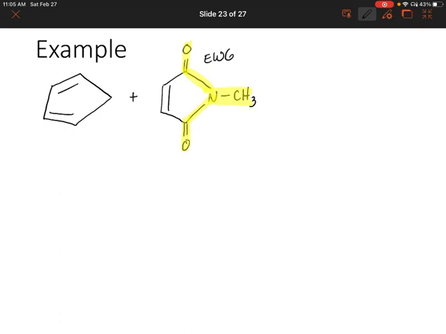Okay, so let's try to draw the transition state. And remember that the endo transition state is the more favorable transition state. So see if you can pause the video and try this on your own first. And when you're done, we'll go over the transition state together.